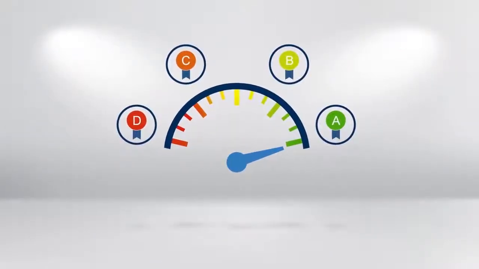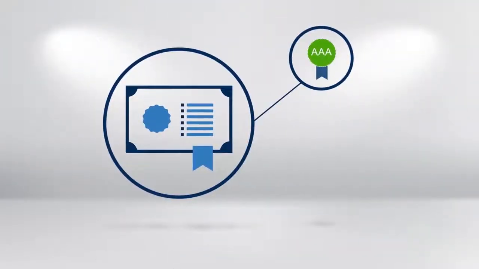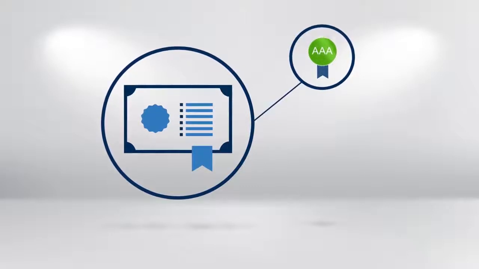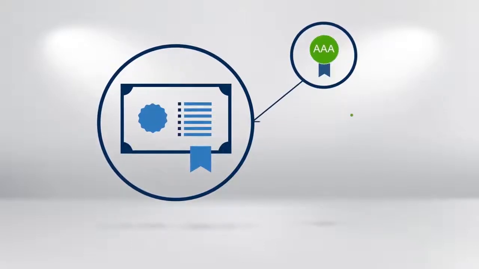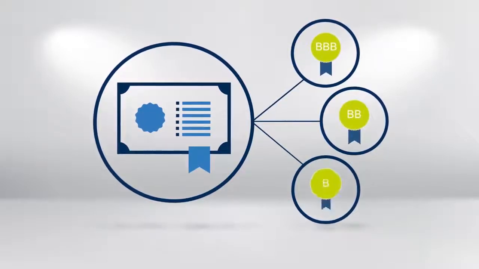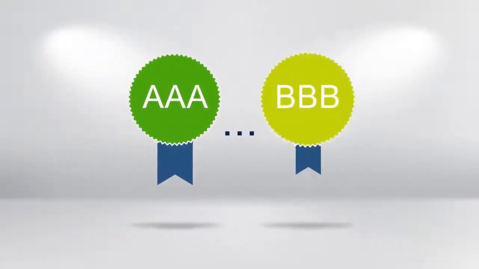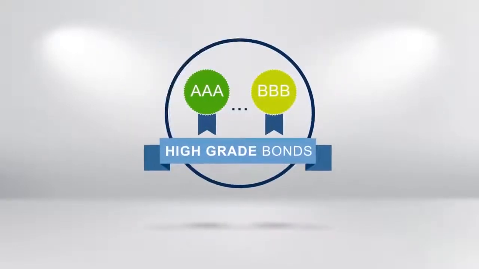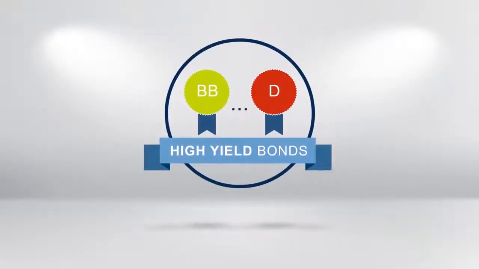These ratings take the form of letters from A to C and D for default. A bond with a AAA rating would be considered to be an excellent credit risk. As the credit risk of an issuer increases, the credit ratings decrease, falling to AA, then A, then BBB, then BB, and so on, down to a single D. The bond market considers that bonds rated AAA down to BBB are high-grade bonds. Bonds rated BB and below are considered high-yield bonds.